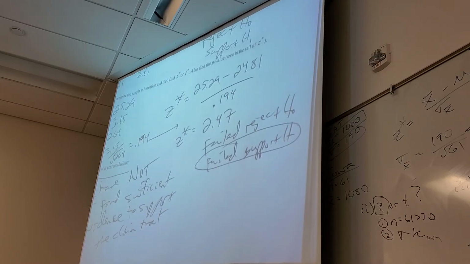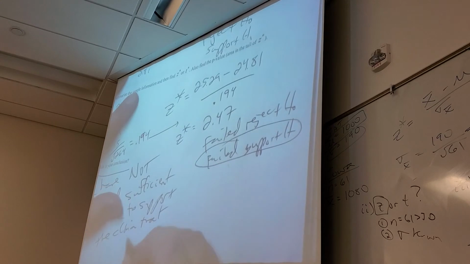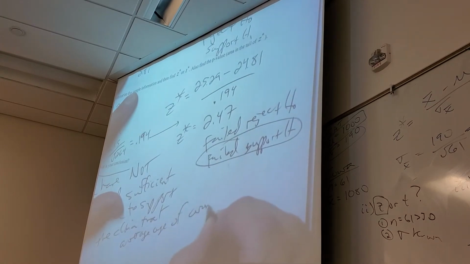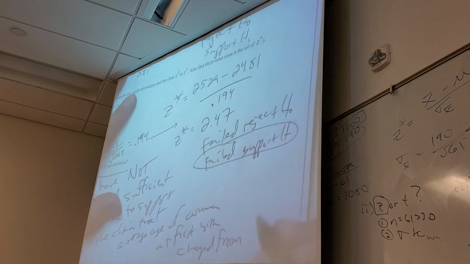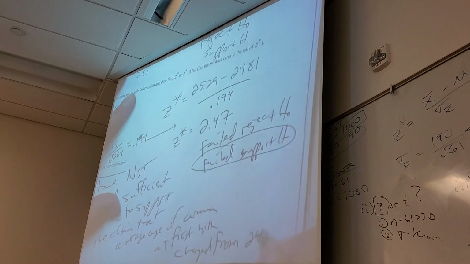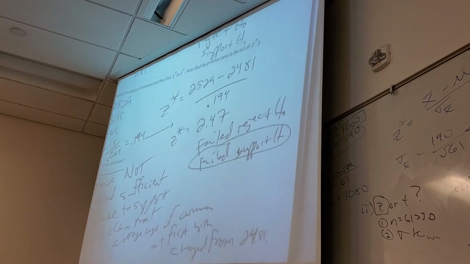The average age. The who what? The average age of women at first birth changed from 24.81. Or you can say changed from what it was in 1990 or whatever.